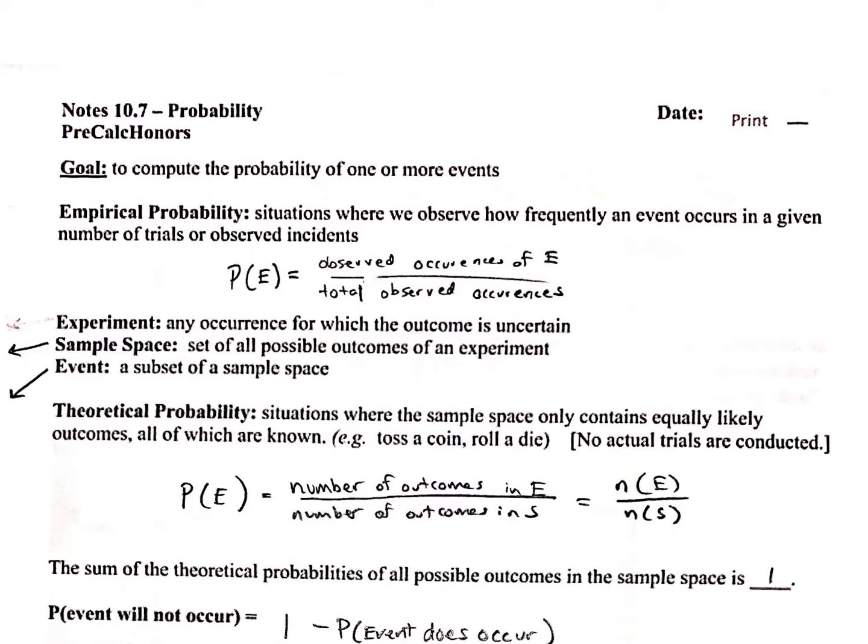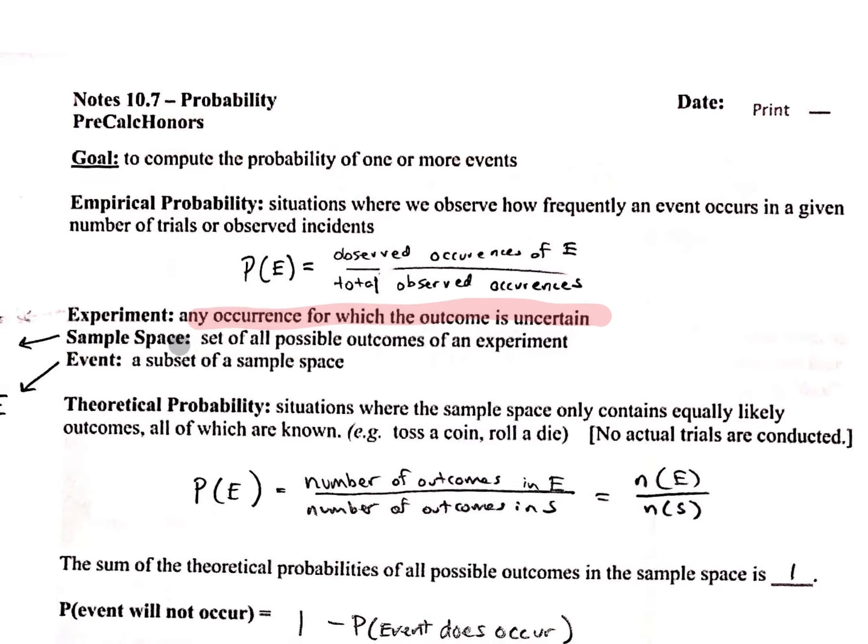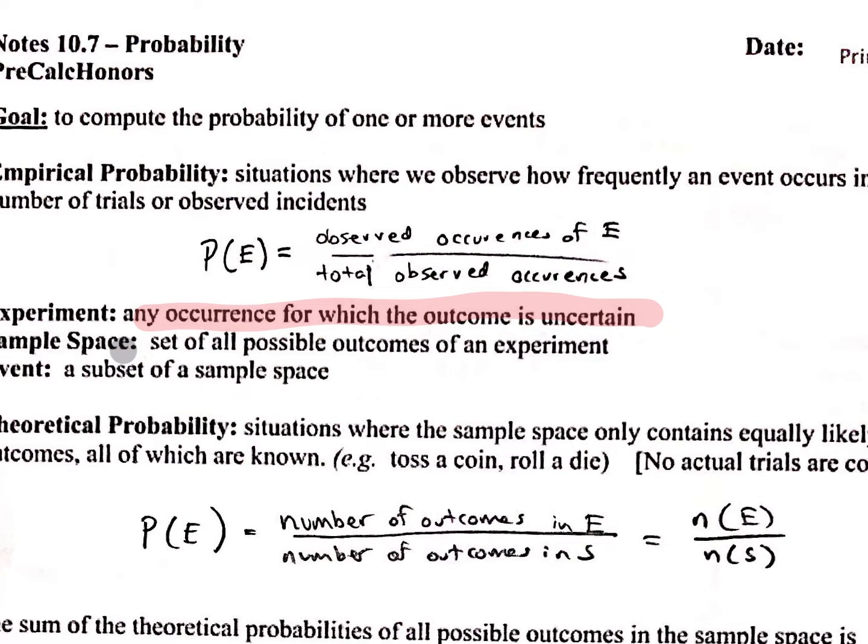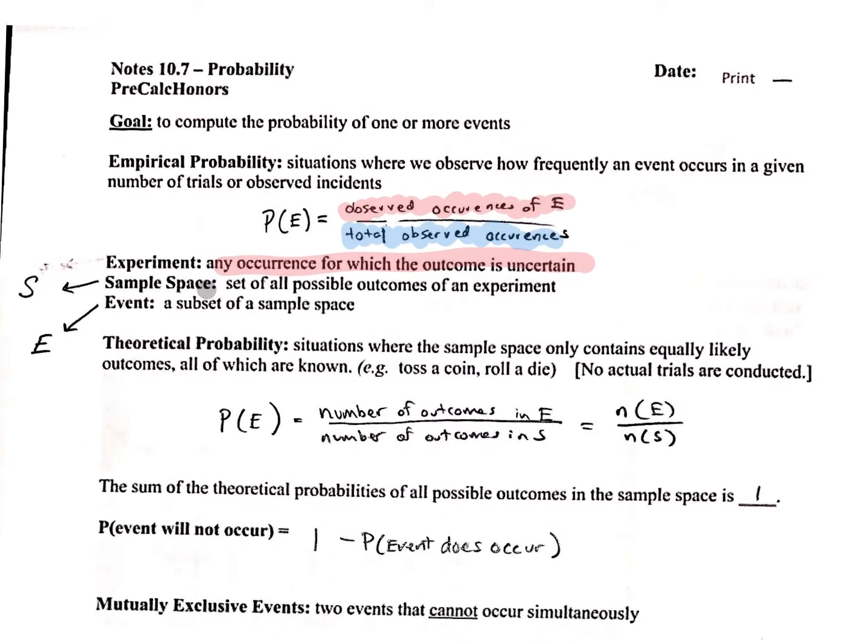The first one we have is empirical probability. These are situations where we observe how frequently an event occurs in a given number of trials or observed incidents. The big idea here is there's some experiment going on, any occurrence for which the outcome is uncertain. Our empirical probability will be the observed occurrences of some event E divided by the total number of observed occurrences.